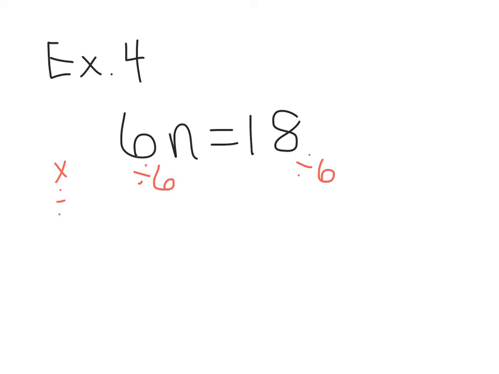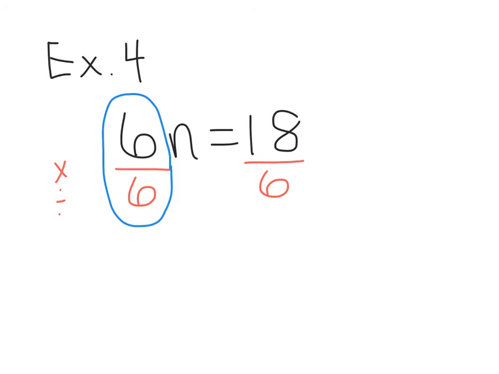Now, I don't usually write it like that. I'm going to show you how I write my divide by 6. What I do is I go like this and make it divided by 6, and I do that on the other side as well. So now we know that 6 divided by 6. Now this time, 6 divided by 6 does not equal 0. 6 divided by 6 is equal to 1. That means on my left side, I have 1n, which we can just write as n. And on the right side, 18 divided by 6 is equal to 3.